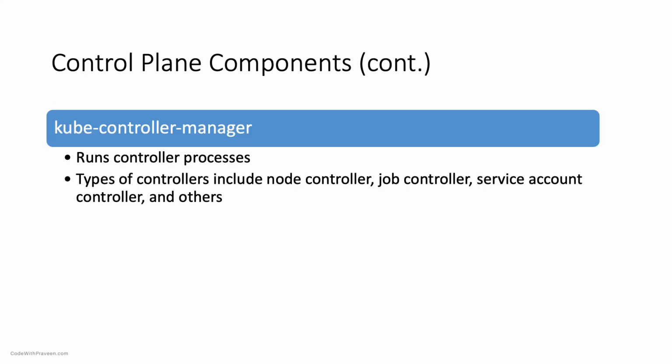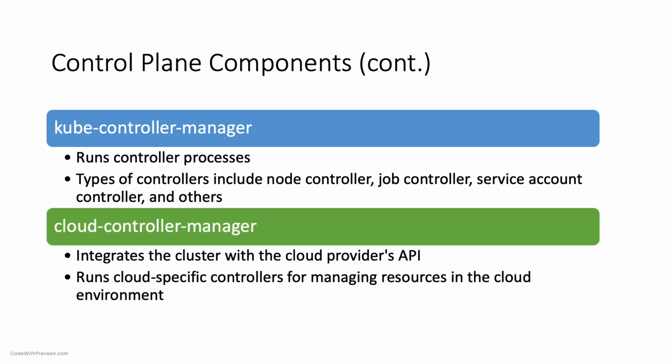The Kube Controller Manager is a control plane component that runs controller processes. Note that multiple controller processes are compiled into a single binary and run in a single process. This includes node controller, job controller, service account controller, and so on. The Cloud Controller Manager adds cloud-specific control logic to link your cluster to your provider's API. This optional component can be scaled horizontally to improve performance and tolerate failures.